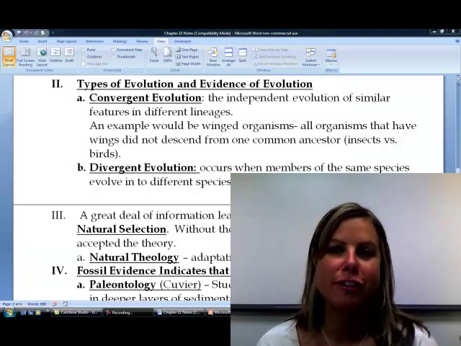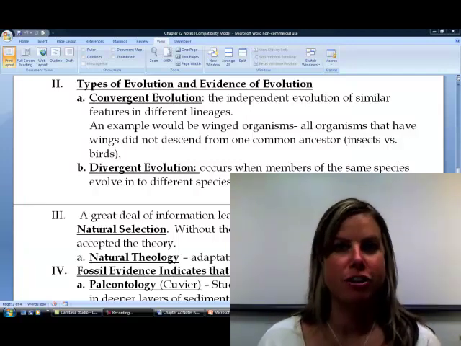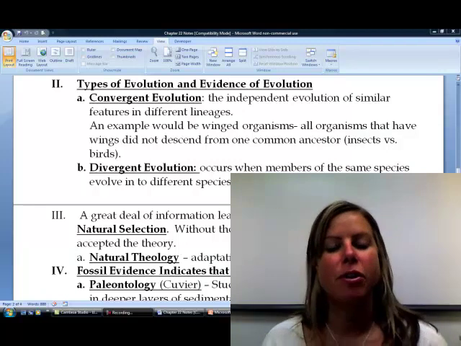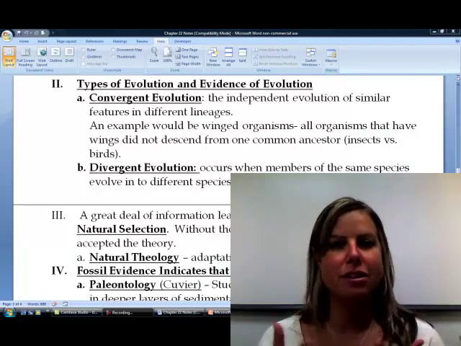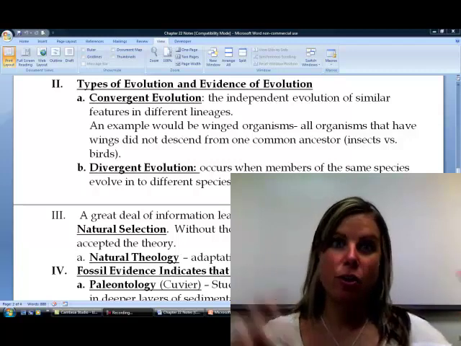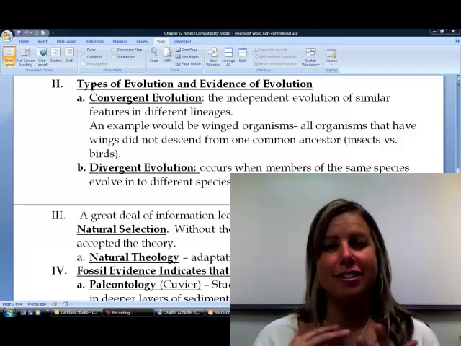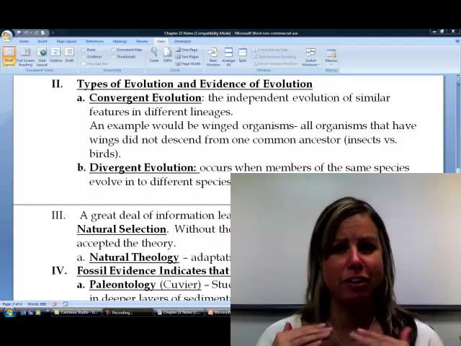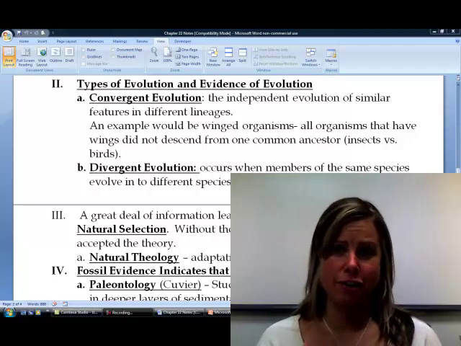So now we're going to go on to the two types of evolution that we can have. So there's going to be two types, and the reason this is important to talk about is because when people are trying to figure out who evolved from who, it's really important to differentiate between convergent evolution and divergent evolution.